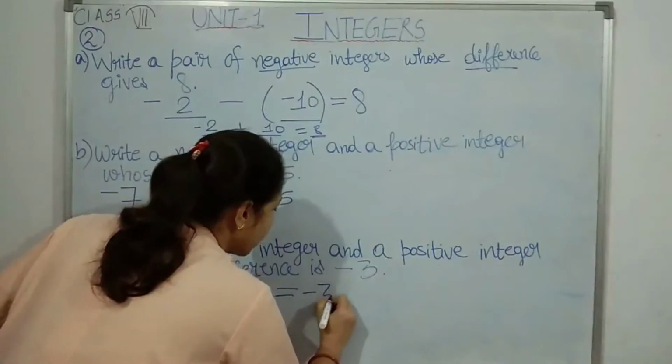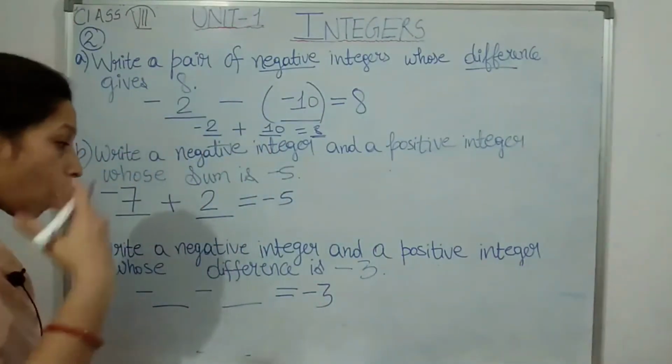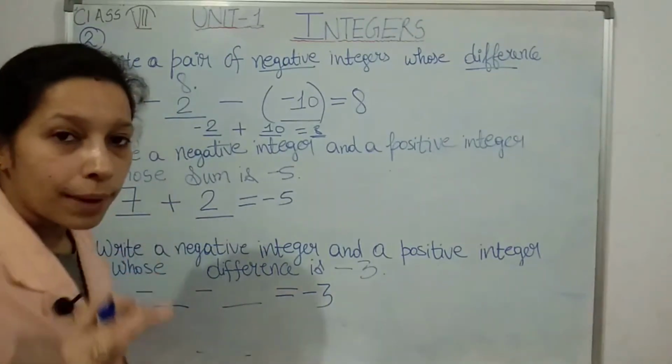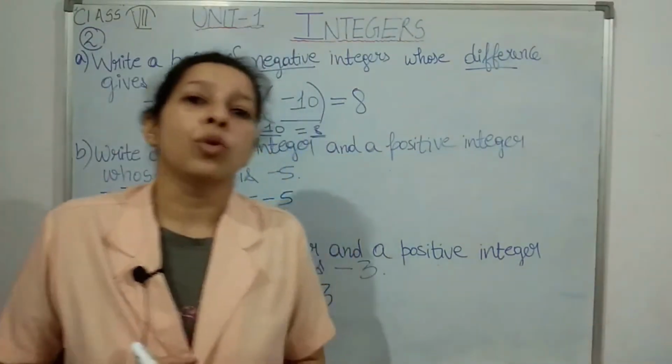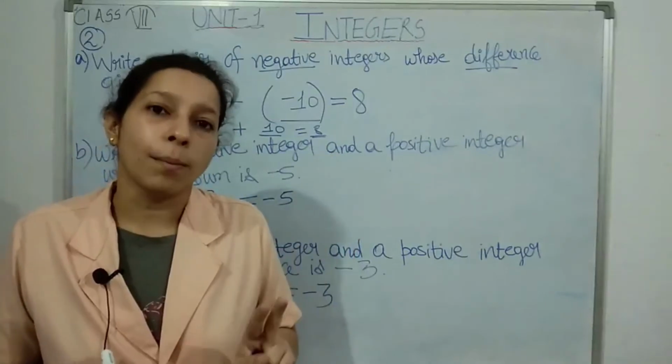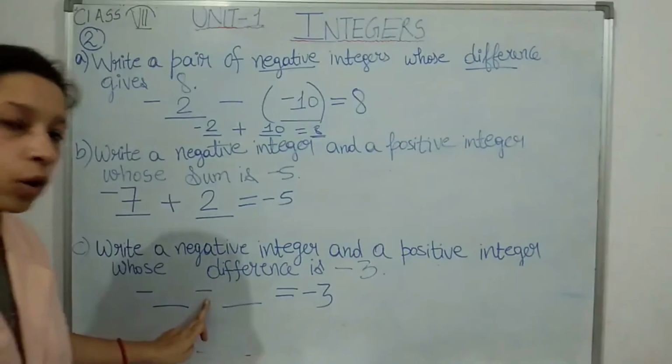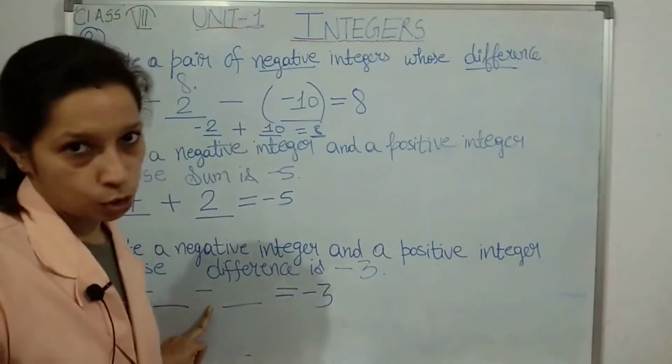The result will be minus 3. Clear, students? Now again think, okay, first see. Minus minus plus means we came to know that we have to take any two numbers on adding which we should get 3, isn't it? You only see minus minus, on solving this minus minus plus you are going to get.